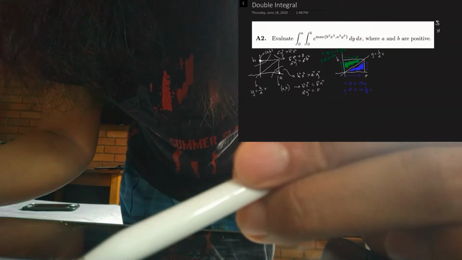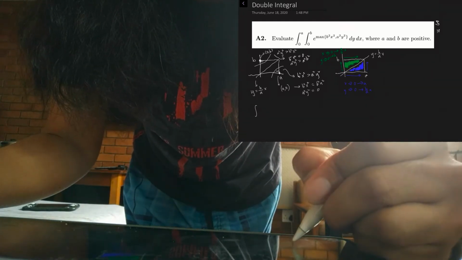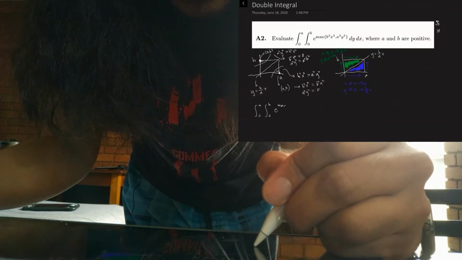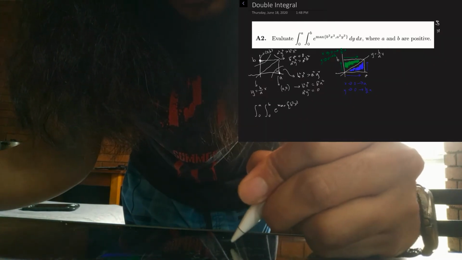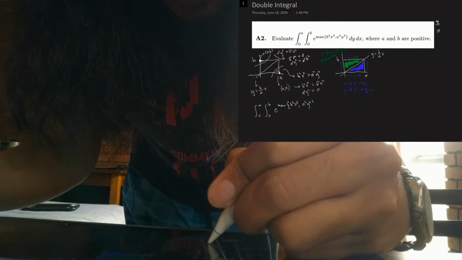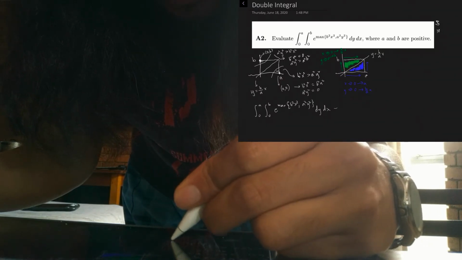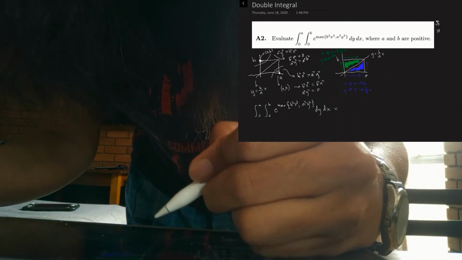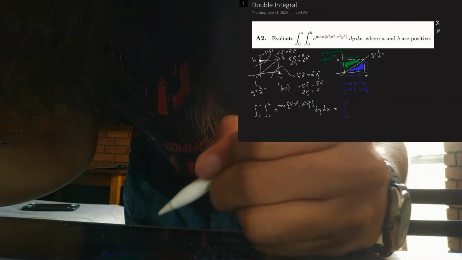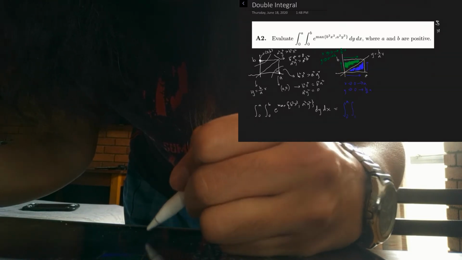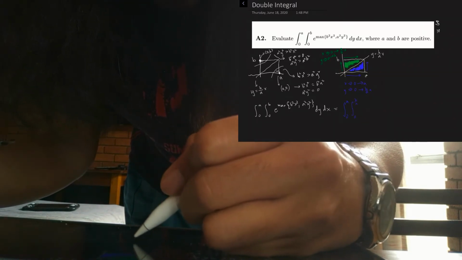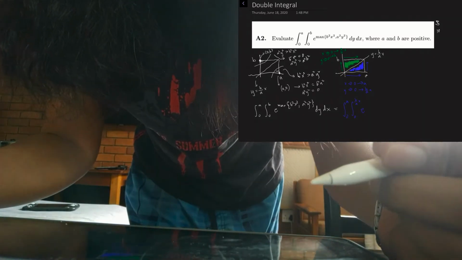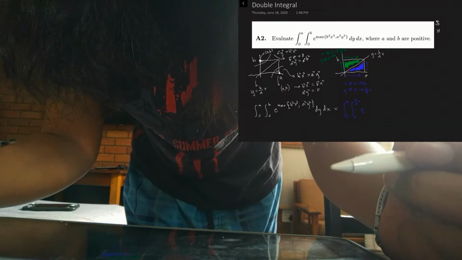Okay, so that's our integration. Therefore, our integral, which we repeat here, from 0 to a, 0 to b, e to the maximum between b squared x squared and a squared y squared, dy dx, will be divided into two integrals. One will be the blue region: integral from 0 to a of the x part, integral from 0 to b over a x of the y part, and then, like we said, in the blue region, the maximum will pick out b squared x squared.